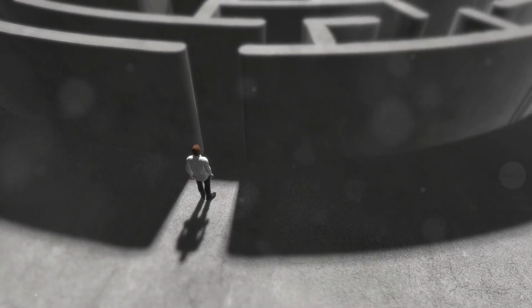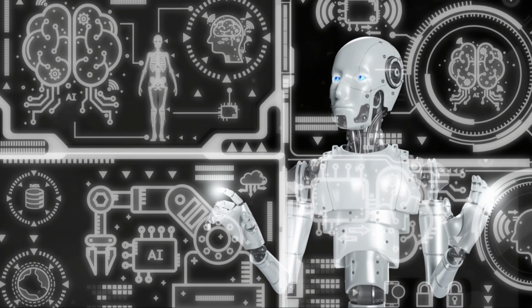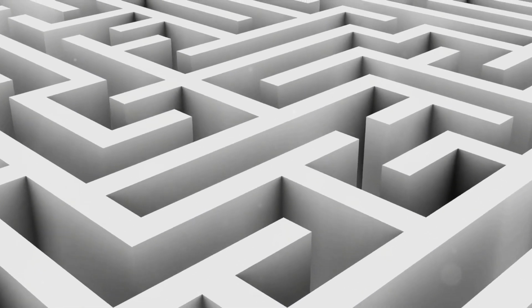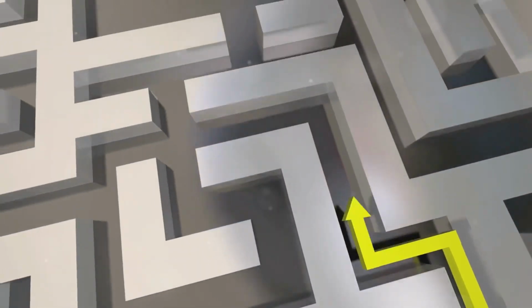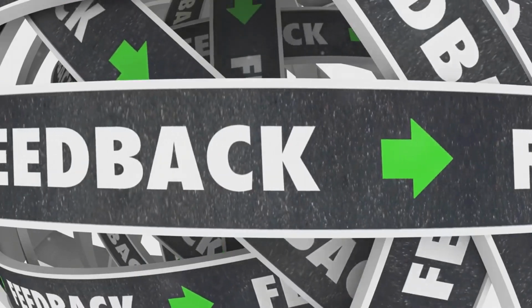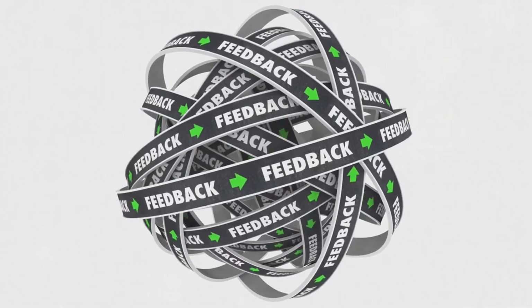Let's dive into some key concepts in reinforcement learning. 1. Agent, the learner or decision maker, like our robot in the maze. 2. Environment, everything the agent interacts with, in this case, the maze. 3. State, a specific situation in which the agent finds itself, like the robot's current position in the maze. 4. Action, the choices available to the agent, such as moving left, right, forward, or backward. 5. Reward, feedback from the environment, which can be positive or negative, guiding the agent's learning.